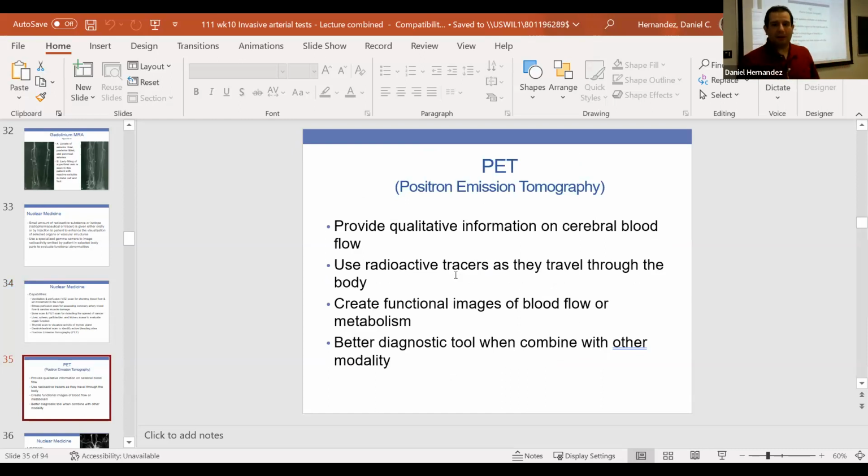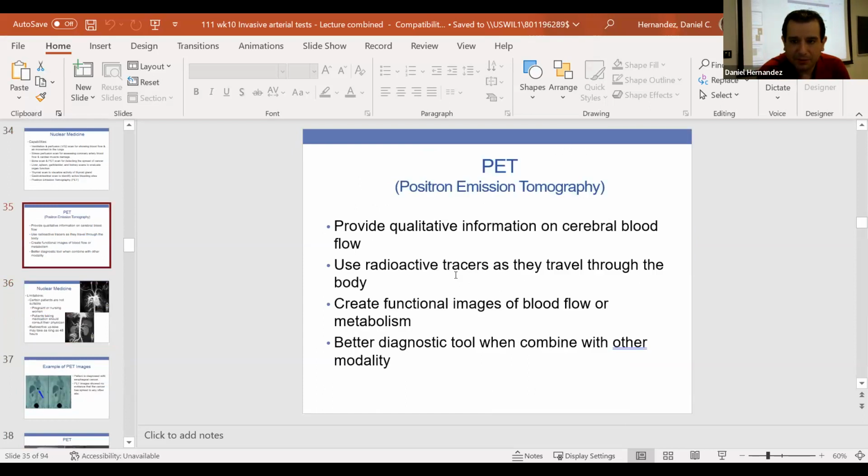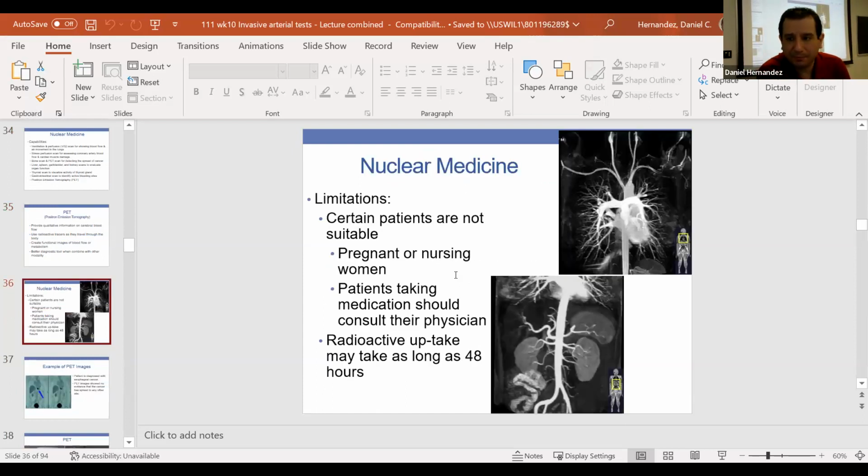And then we also have PET scan. So this is positron emission tomography. So this falls under nuclear medicine as well. So this is just showing some of the images now that you would get from a nuclear medicine procedure.